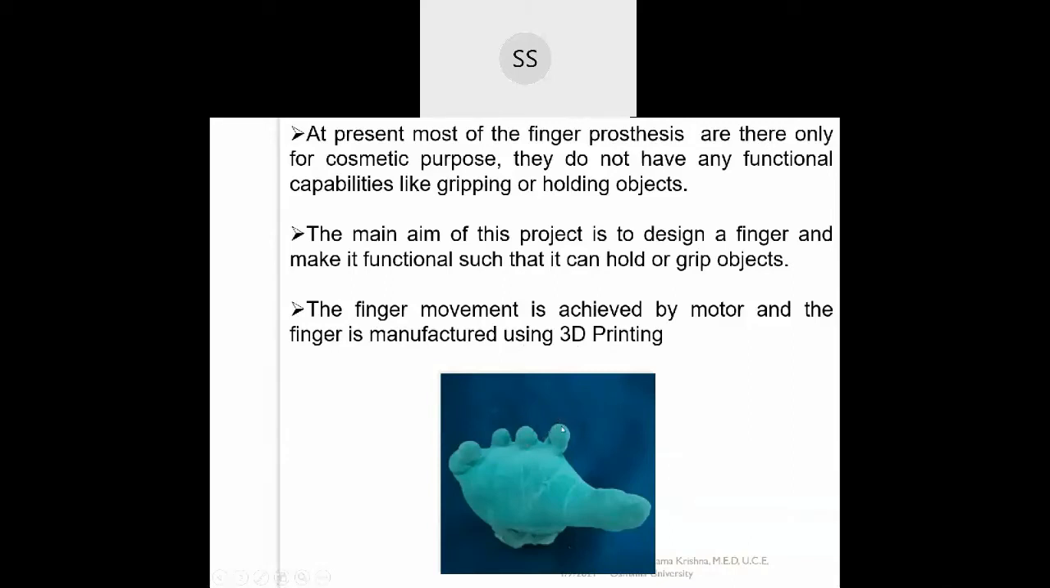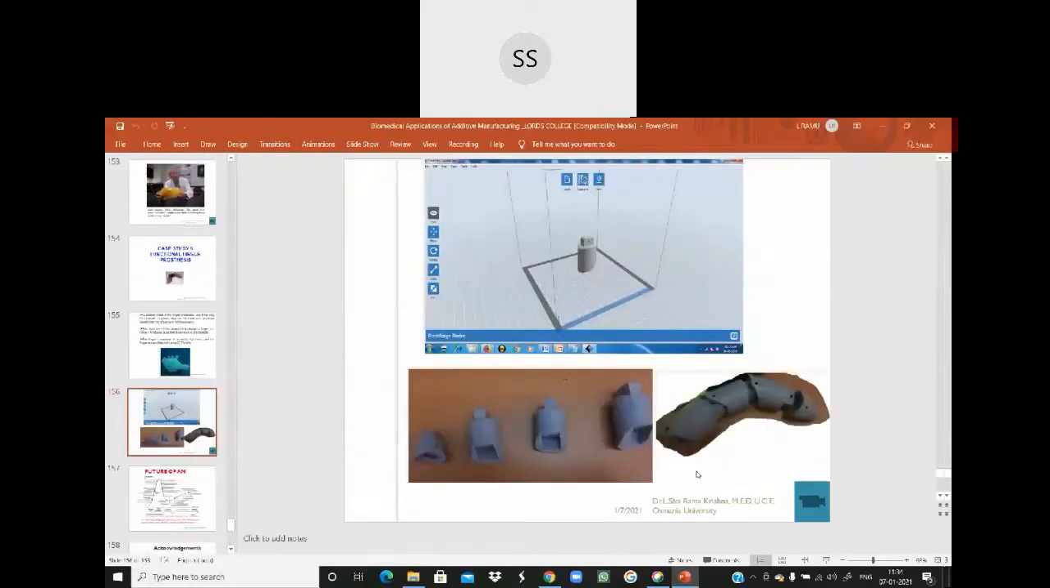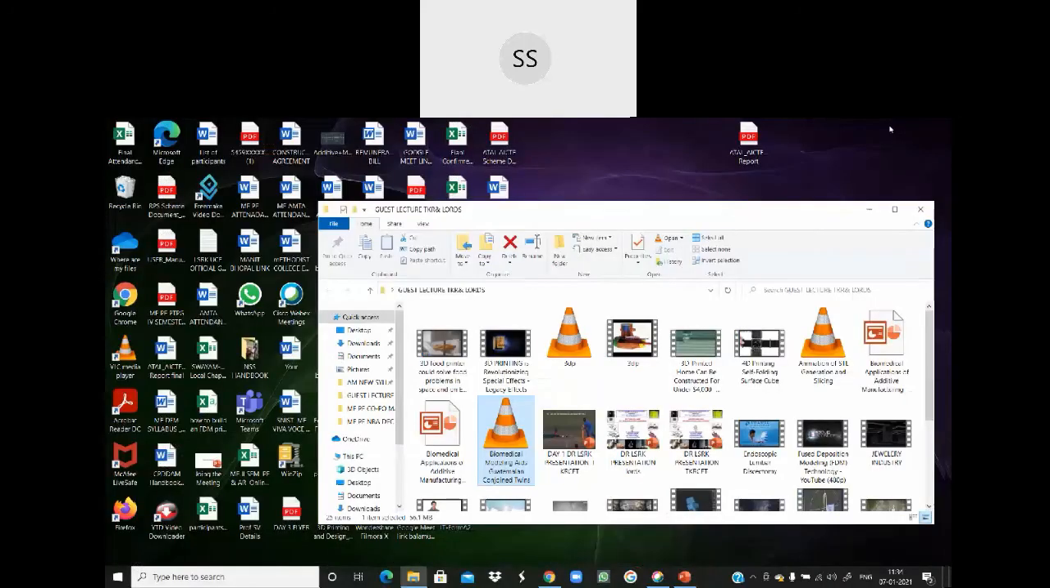So for such cases, you have to make a full finger. You have these parts, and you join all these parts together and you can put wires across this, and that can be controlled by a PCB, using which you can have the movement. I'm going to show that video also. This we have done in our lab. We have printed these fingers and joined them, and this can be used for these people also. Let me show that video also.